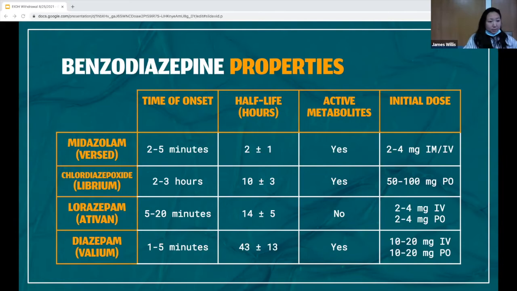So looking at these benzos, we know that Versed is very quick on, which is why we like it a lot in the ED. Ativan takes a little bit longer. Librium, of course, being a PO medication, takes a lot longer. But IV Valium actually works pretty quickly as well. And looking at the half-life, of course, we know Versed is quick on, quick off. Ativan, a little bit longer acting, but Valium actually has a much longer half-life. And all of them have active metabolites except for Ativan.